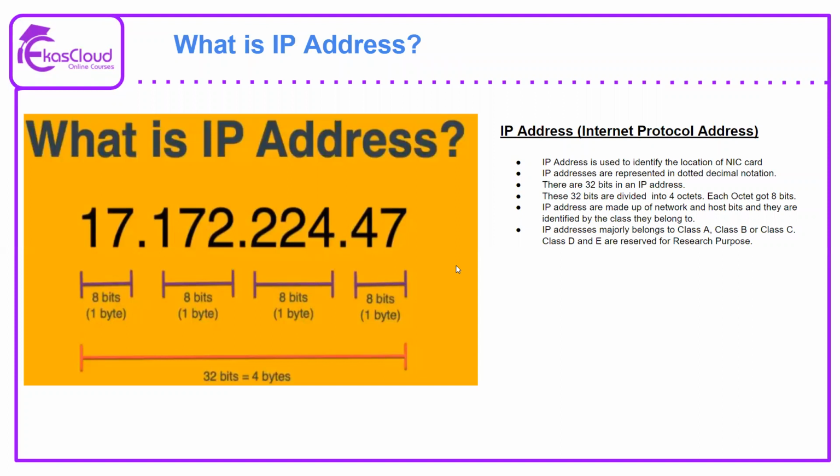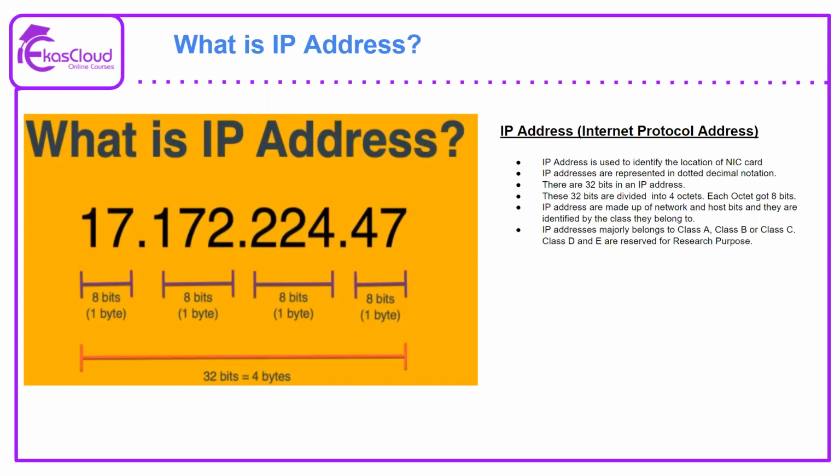So what is an IP address? An IP address is used to identify the location of the NIC card. In our previous video, we looked at what is a NIC card and what is a MAC address. So we are now going to talk about IP address, which is used to identify the location of the NIC card itself.